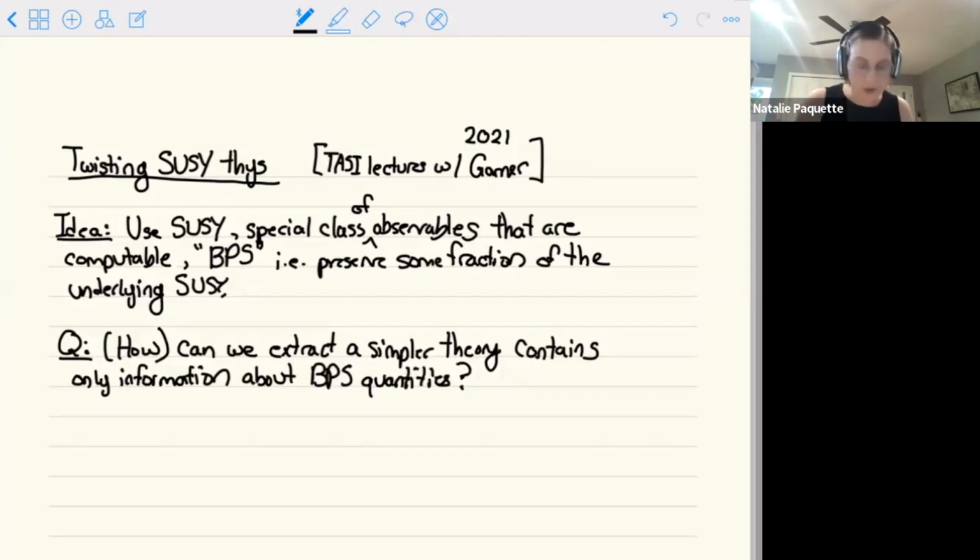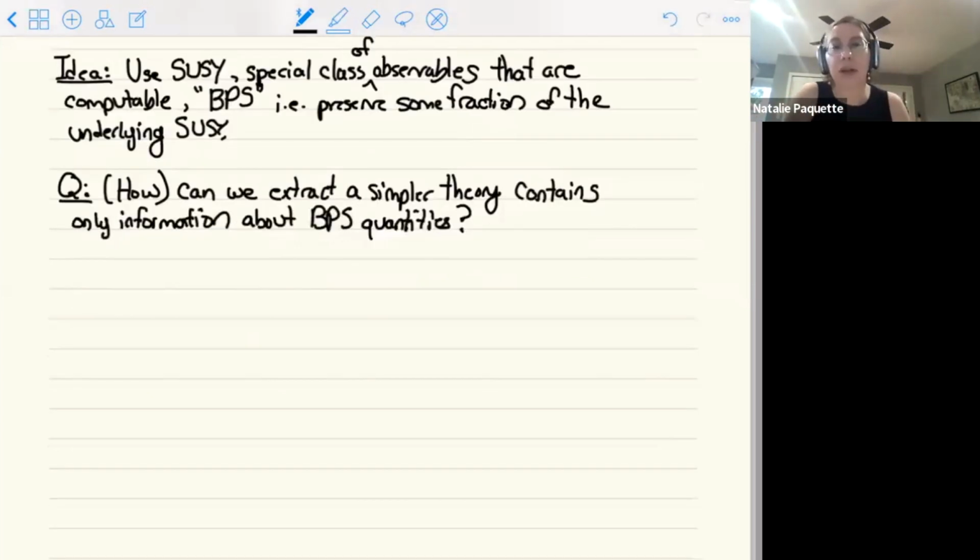That procedure is what's called a twist. So that's what I'm going to spend most of today telling you about. The answer, which we're going to develop today, is that there's a procedure called a twist, or a supersymmetric twist, that will let us extract precisely these BPS or special quantities from a generic strongly coupled theory.